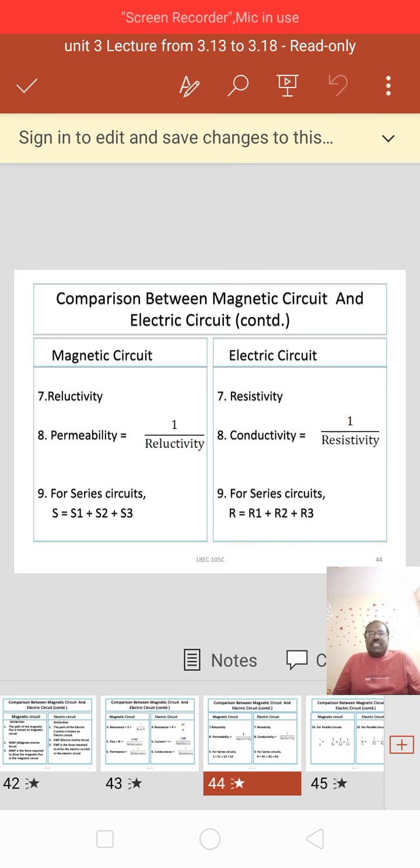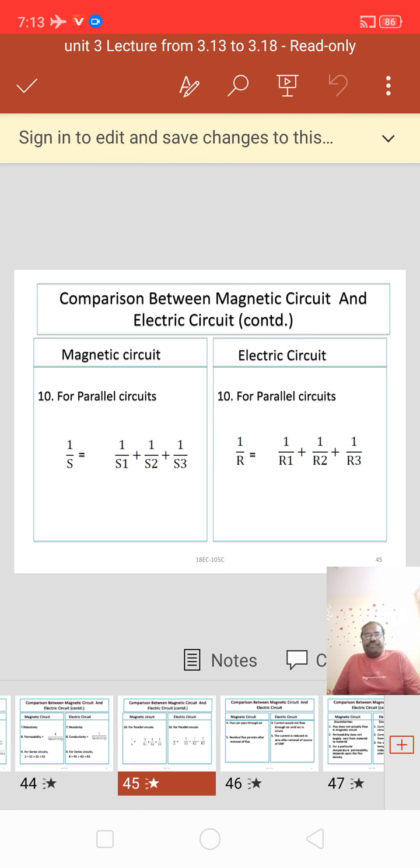For series connection of magnetic circuits we get S equal to S1 plus S2 plus S3. For series connection of electric circuits we get R equal to R1 plus R2 plus R3. Next, for parallel connection in the magnetic circuit, 1 by S equal to 1 by S1 plus 1 by S2 plus 1 by S3. For parallel connection in the electric circuit, 1 by R equal to 1 by R1 plus 1 by R2 plus 1 by R3.